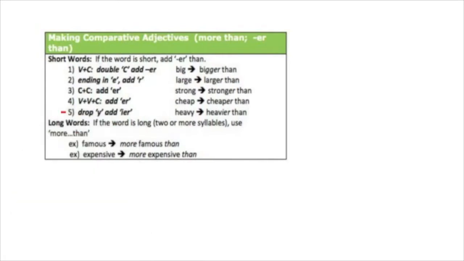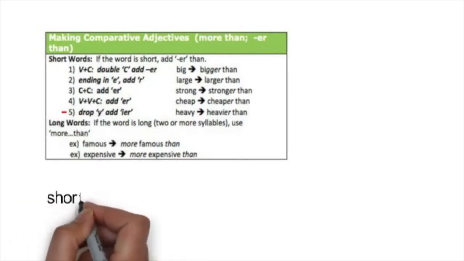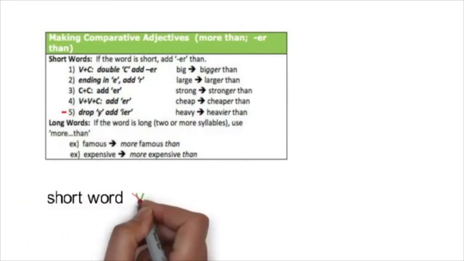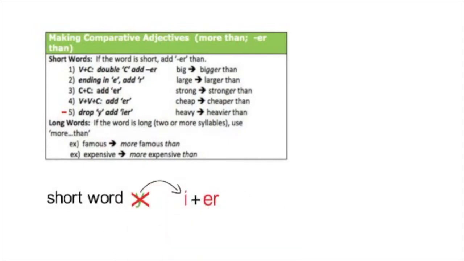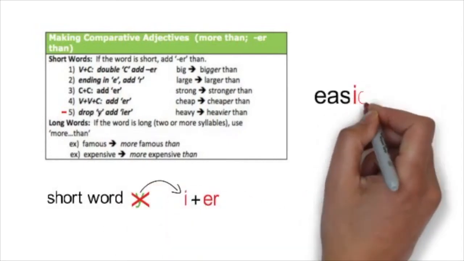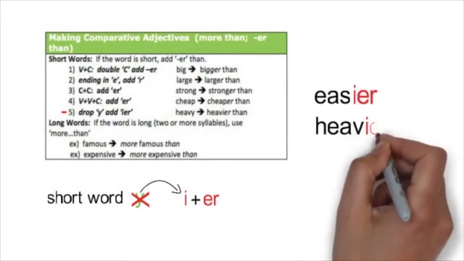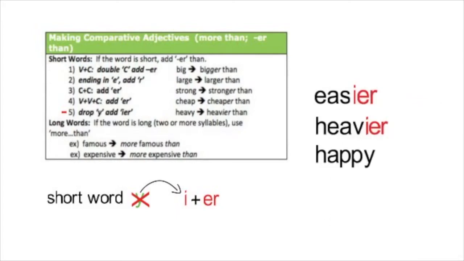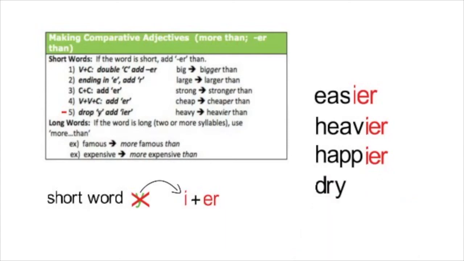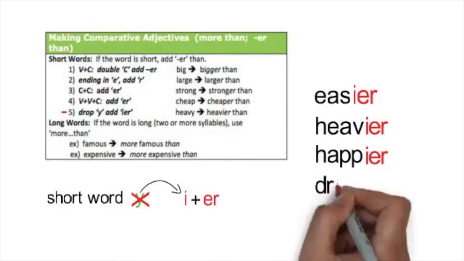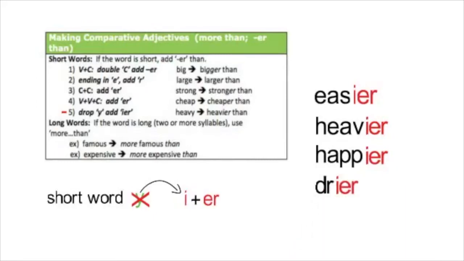Rule 5. For short words that end in Y, we need to take away the Y and add IER. So easy becomes easier, heavy becomes heavier, and happy becomes happier. Can you try this one? Dry becomes, yes, dry becomes drier.